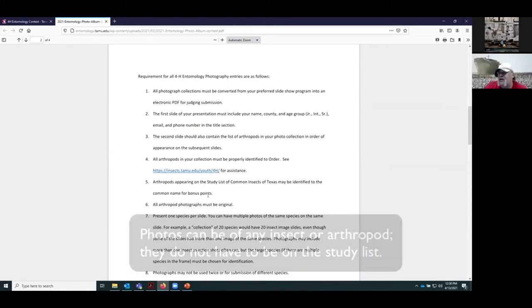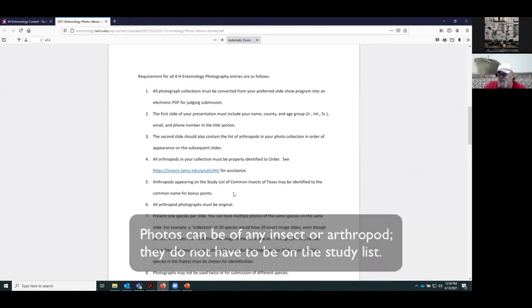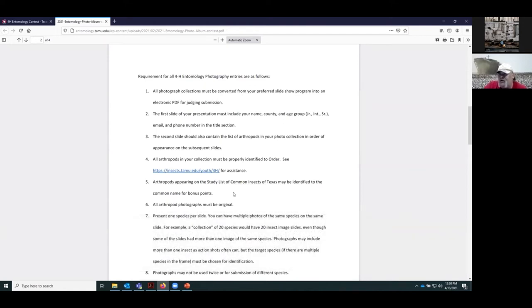So for every insect photograph you submit, there are a certain amount of points available, depending on what age group you're in, junior, intermediate, or senior. And then if they're identified correctly, those will be a certain amount of points available, and then more points will be available for the photograph quality. And then there will be some bonus points if you can get those guys off our study, our common insects list in Texas, identified down to species.